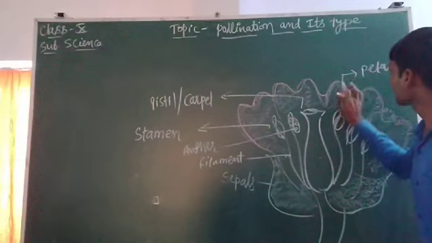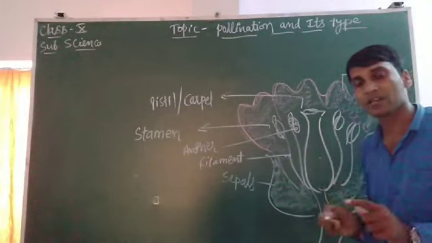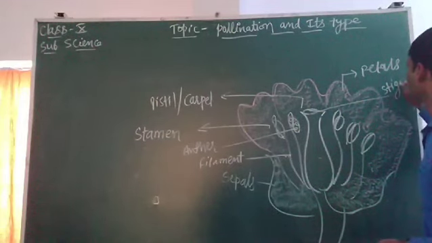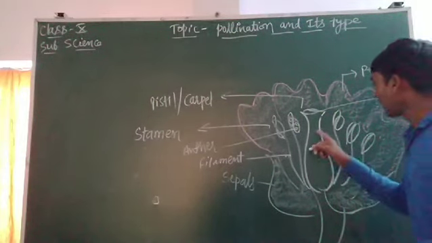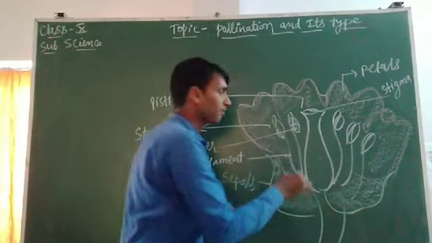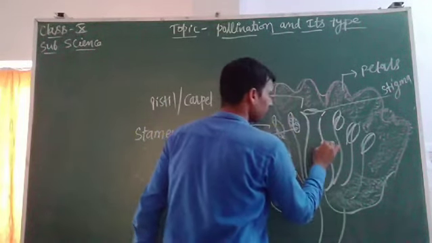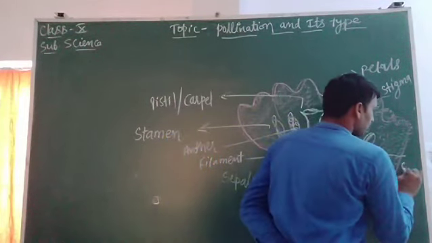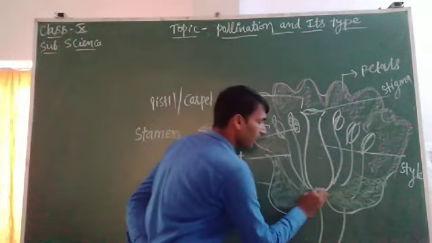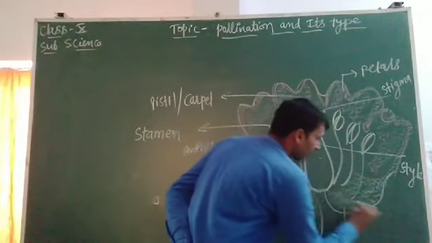And this is the female part. The female part, pistil or carpel, is made of three parts. This one part is called the stigma. This middle part, a long slender tube, we can write here, is called the style. And this basal part of the carpel is called the ovary. So you can write ovary.